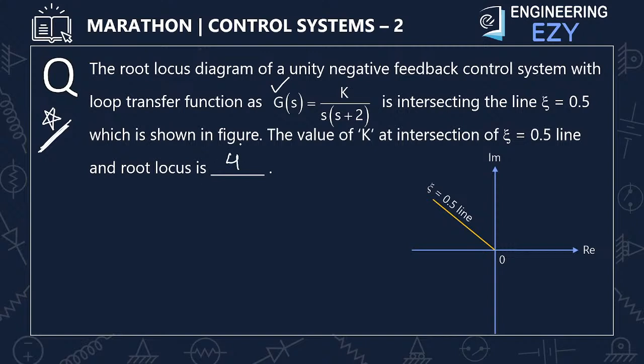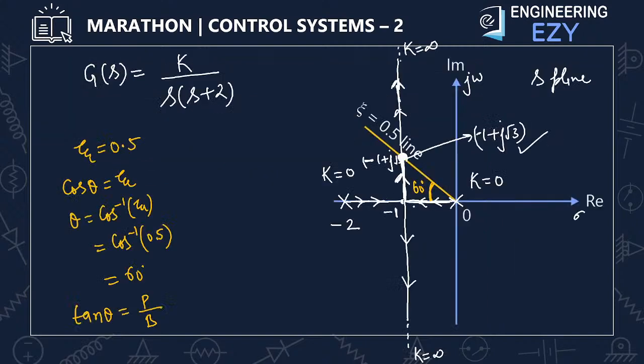So I am once again giving the steps of how we can calculate it. It is asking where the root locus branch intersects the zeta is equal to 0.5 line, what is the K value at that intersection point? Initially we calculated the intersection point using geometry. First we draw the root locus, and this root locus branch intersects the zeta 0.5 line at -1 plus j root 3.